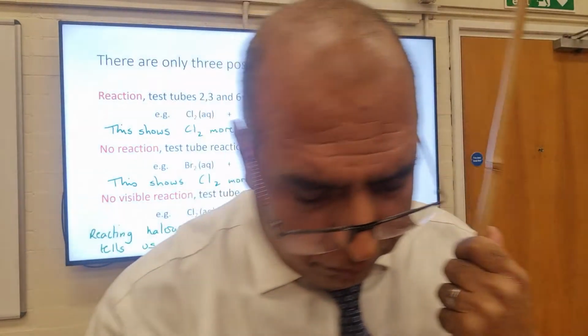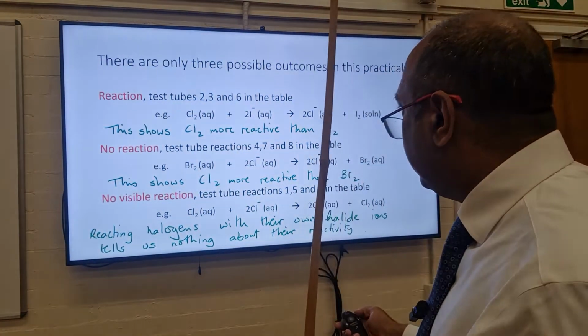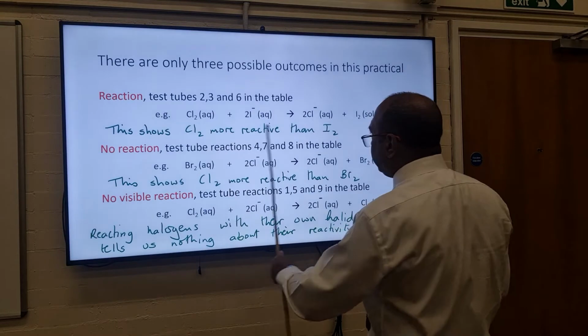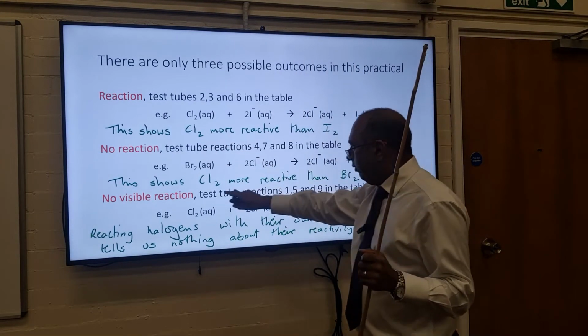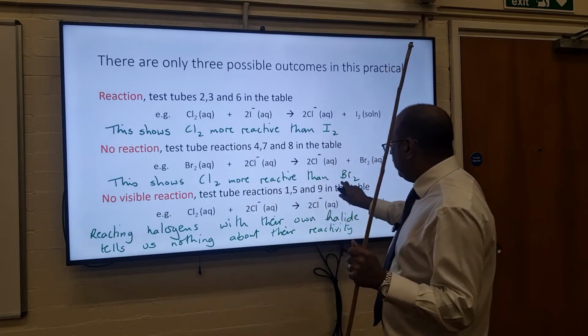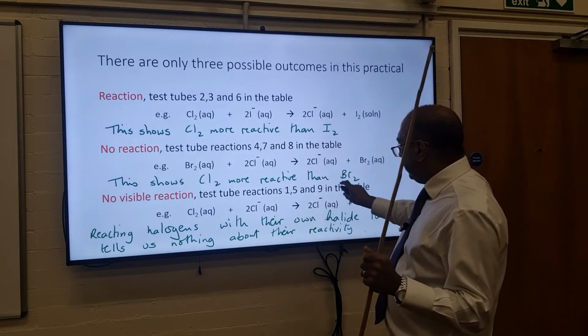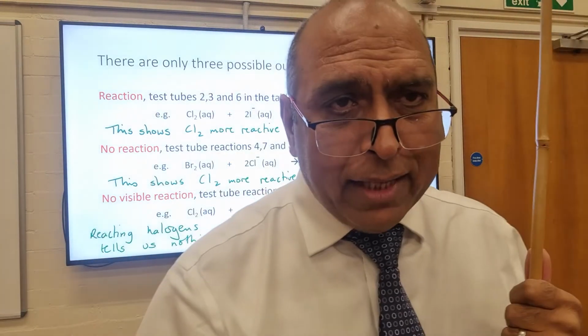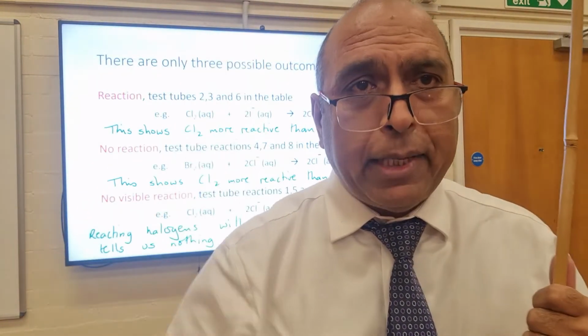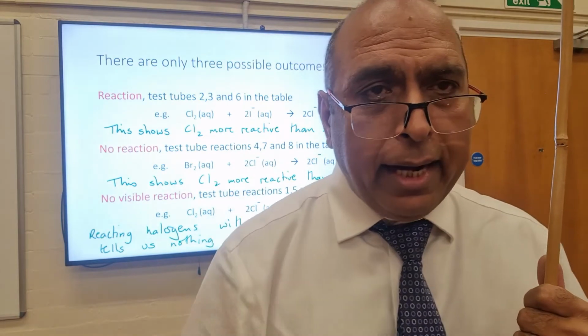And the result of all of that is, well, you can work out which is more reactive. Chlorine is more reactive than iodine. Chlorine is more reactive than bromine. Equally, we can work out bromine is more reactive than iodine. And therefore, as you go down the group, the halogens get less and less reactive.